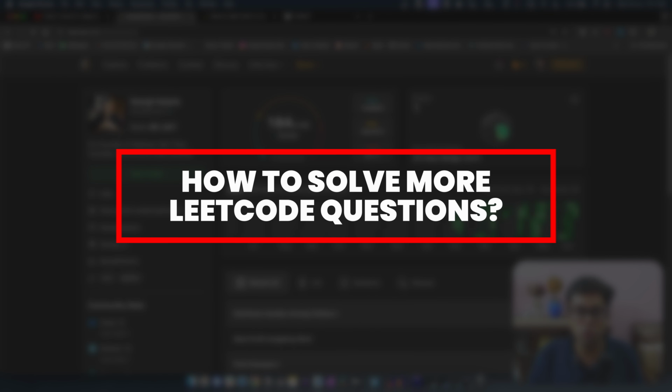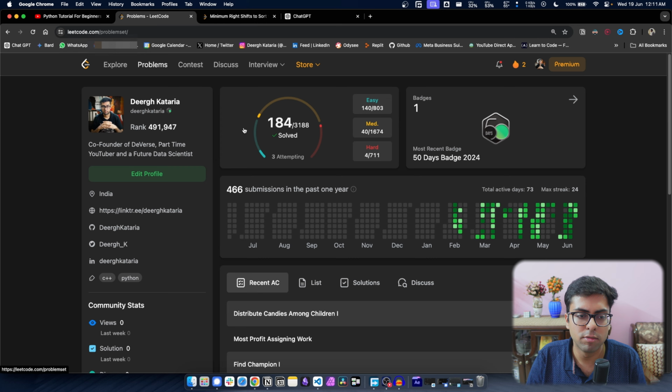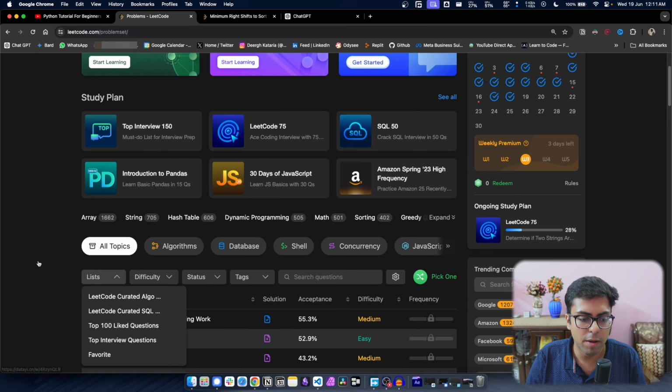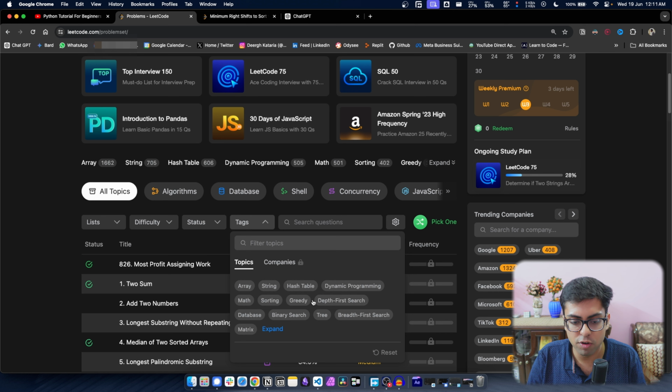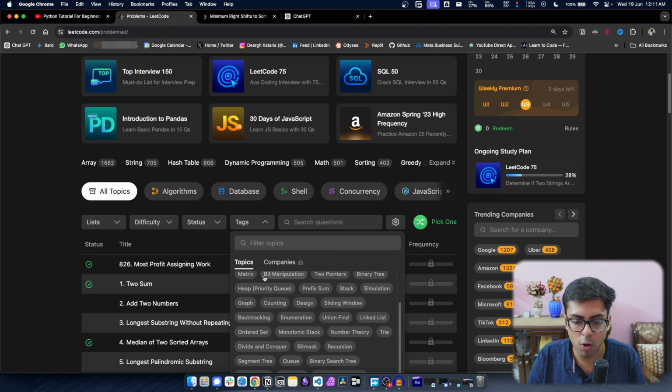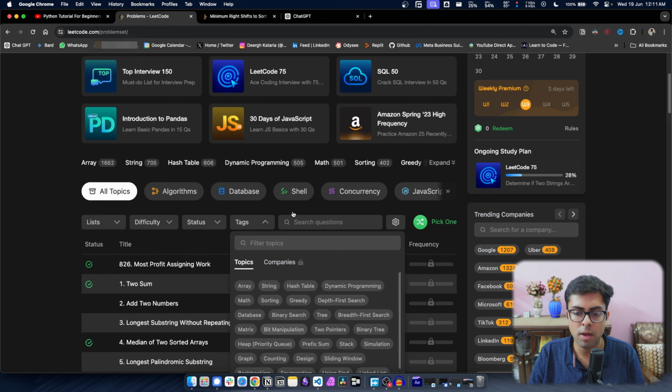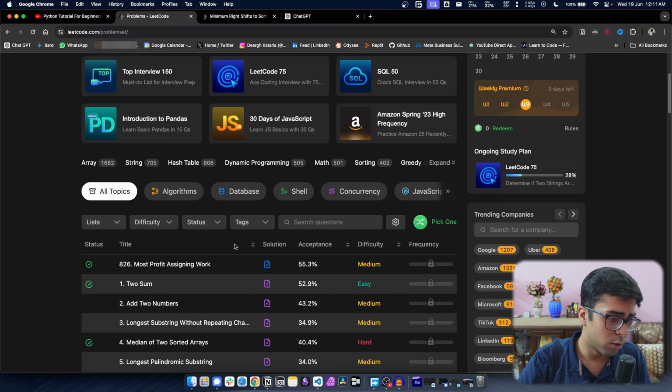Then you can go through LeetCode after that. You can click on problems and you can just go pick your problems. Pick from the list if you want to pick. I usually go with difficulty and then you can see tags, whichever questions you want to solve. You can go through expand. You have all of these topics that you can solve a question from. And you can go with LeetCode, keep solving all the questions. But this is kind of like how you can solve LeetCode questions.